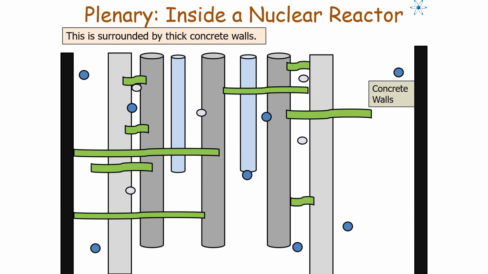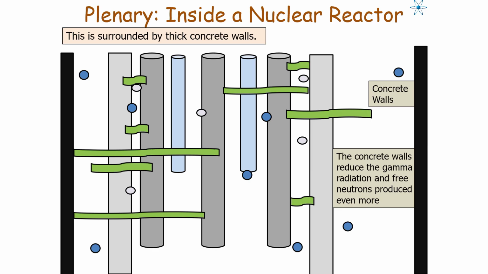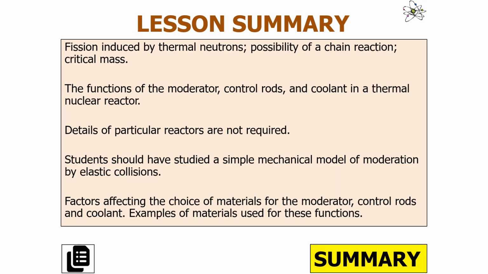But we also surround our steel vessel with thick concrete walls. Why is that? Well, the thick concrete walls will reduce the gamma radiation and the free neutrons even more so than the steel vessel would. So what can we summarize from today's lesson?